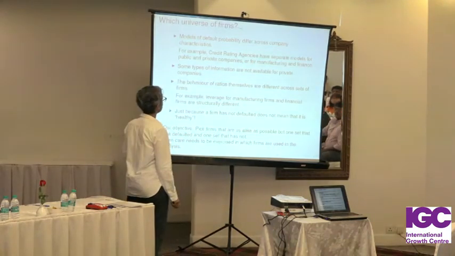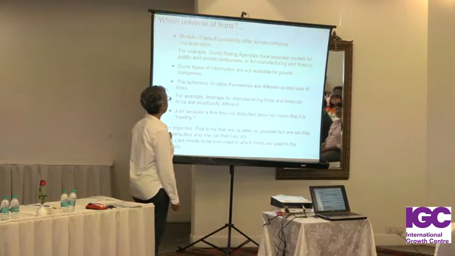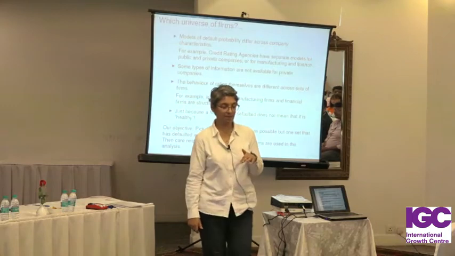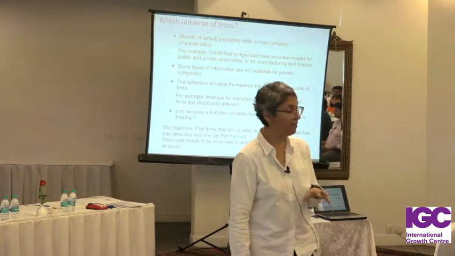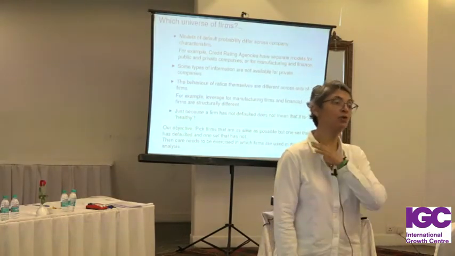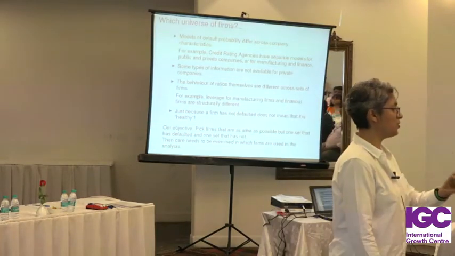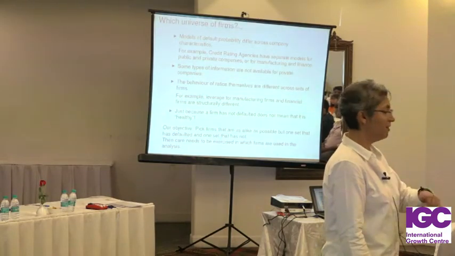Okay, so which universe of firms should I be looking at? So the models of default probability differ across company statistics. So for instance, if you had to come up with a statement about how to look at the balance sheet of a manufacturing firm compared to a bank, that's a financial firm, you would look at very different things, because the way that you interpret a profit and loss or an asset and liability statement for a bank compared with a manufacturing firm is different.